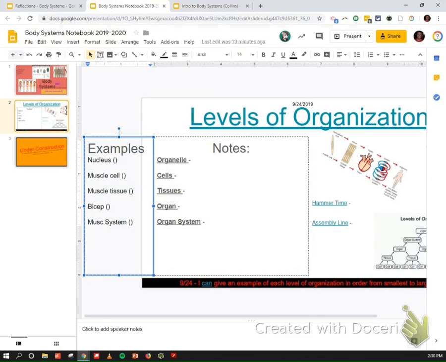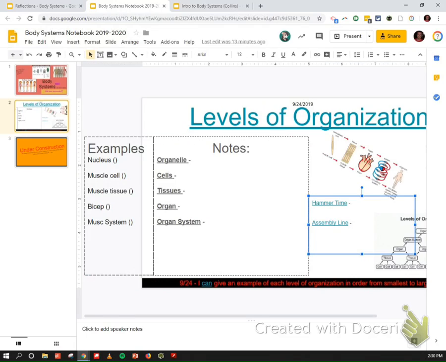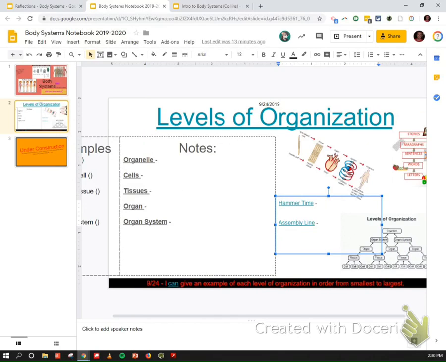I want to give you a heads up. This is what you're going to be taking notes on. This is kind of your product at the end. And then when we watch these videos, you're going to summarize how these videos relate to what we've talked about over here. And your I can statement today is I can give an example of each level of organization in order from smallest to largest. And that's essentially what we're doing here.